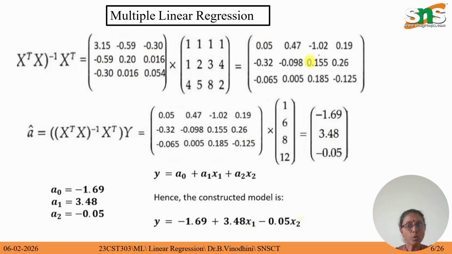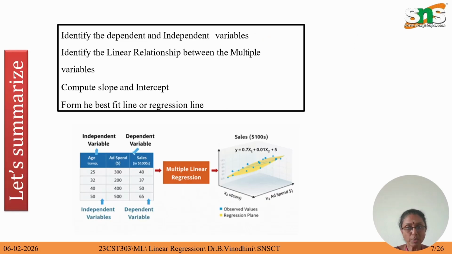Here the values minus 1.69, 3.48 and minus 0.05 are found. So that is the value of the coefficients: a0 is equal to minus 1.69, a1 is equal to 3.48 and a2 is equal to minus 0.05. Applying these coefficients in the equation, we get the model y is equal to minus 1.69 plus 3.48 x1 minus 0.05 x2. From this equation model, we can predict any data value.